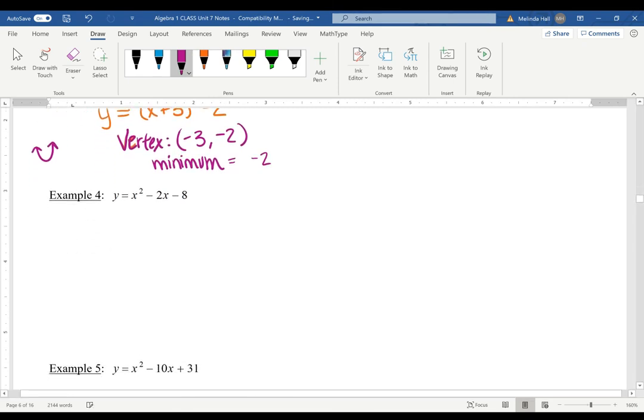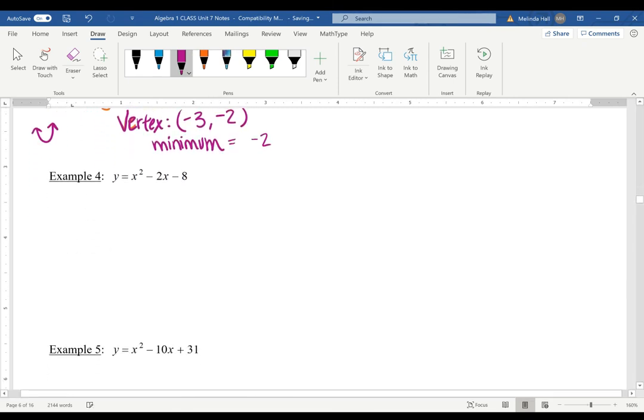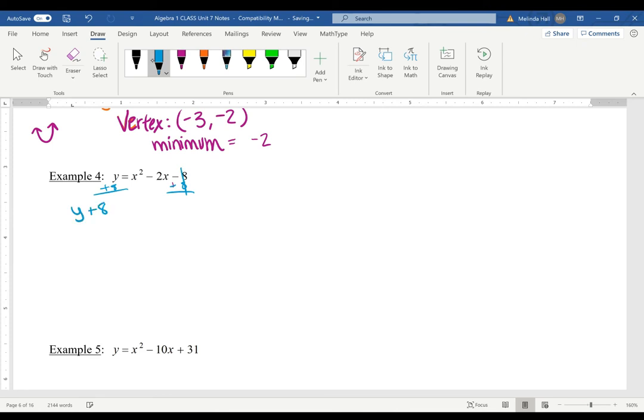Okay, so for number 4, we are still going to be completing the square, but remember it just looks kind of funky. So first we're going to add this 8 so we can get the x squared minus 2x by itself. So we would have y plus 8 plus that mystery thing that comes from completing the square equals x squared minus 2x plus mystery thing.